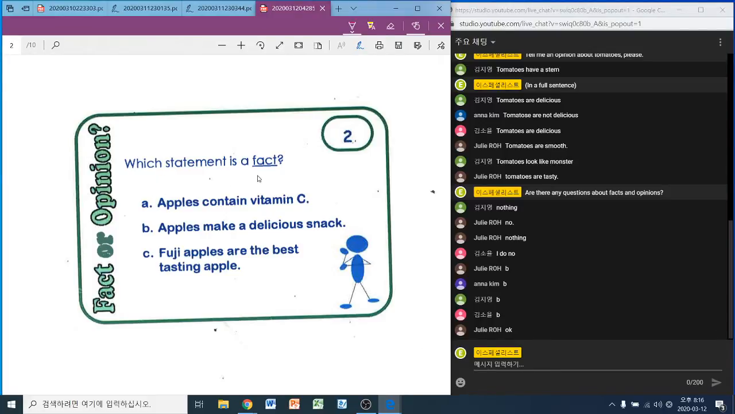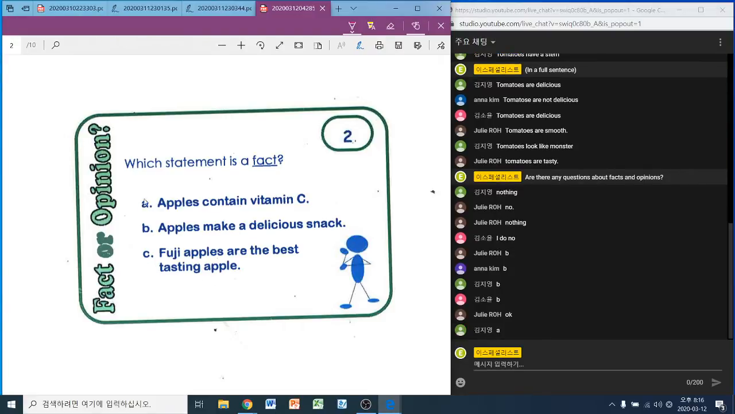Which statement is a fact? A. Apples contain vitamin C. B. Apples make a delicious snack. Or C. Fiji apples are the best tasting apples. Are you ready? Get ready to send your answer. Type in the letter, and 3, 2, 1, send your answer.